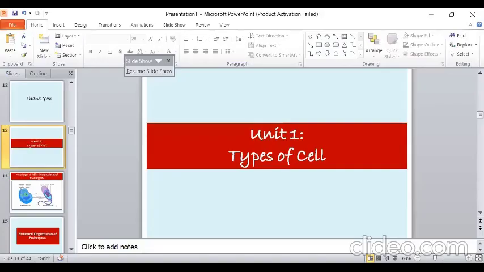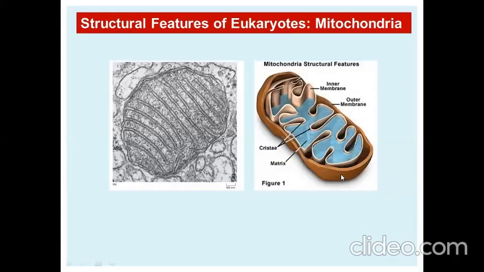Next, we will see another important organelle of eukaryotic cells, that is the mitochondria. Mitochondria is known as the powerhouse of the cell, as most of the cellular energy producing metabolic reactions occur here. It consists of an outer membrane and an inner membrane.